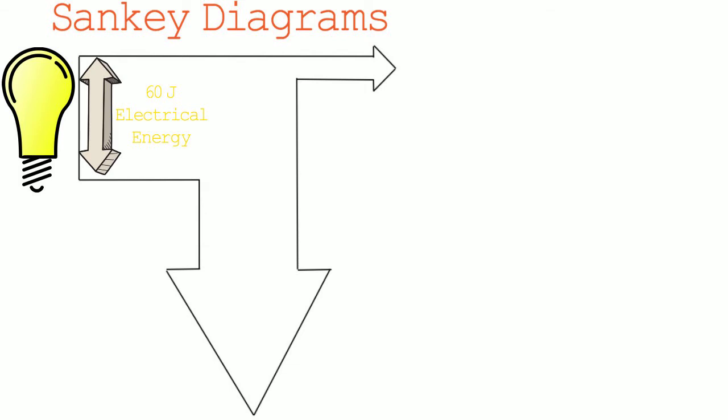This means that the width of all the output arrows, which in this case there's two output arrows, we've got light and heat energy, must add up to the same width of the input arrow, which is the electrical energy. So our electrical energy comes out in two different energy forms. We've got light energy and heat energy. Light energy is the useful energy, and we can see from the diagram we have 7.5 joules of light energy, and heat energy is the wasteful energy because we do not want heat energy from our light bulb, and this gives us 52.5 joules of heat energy.